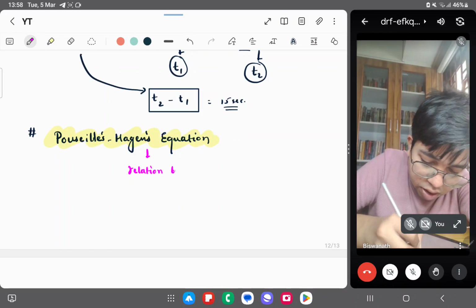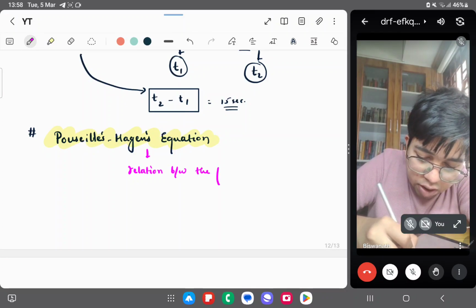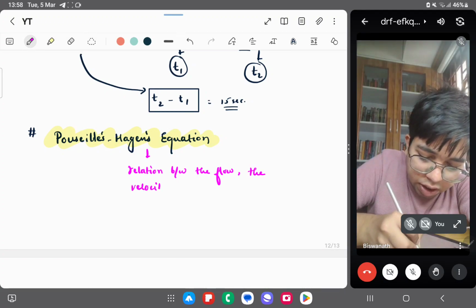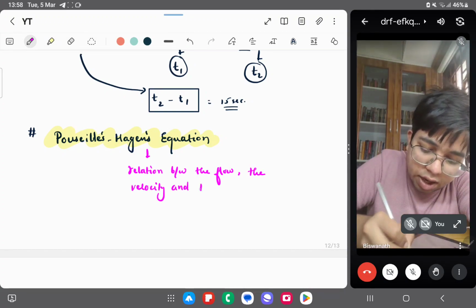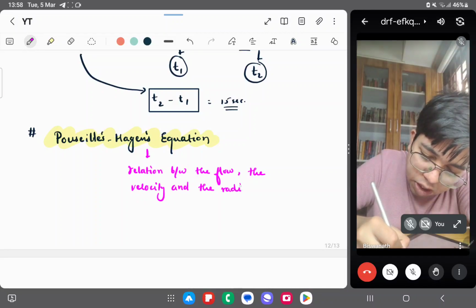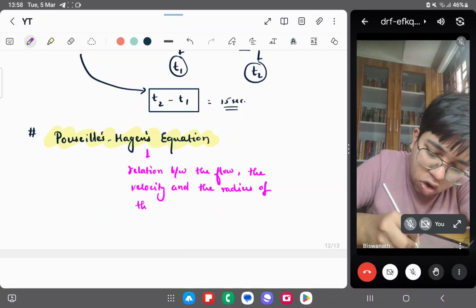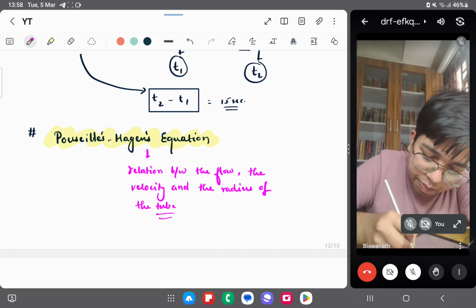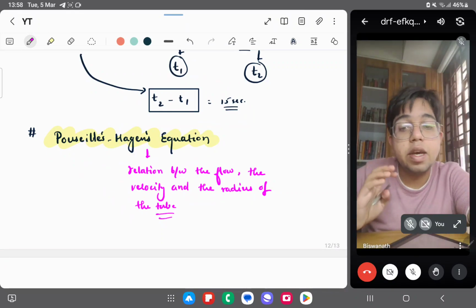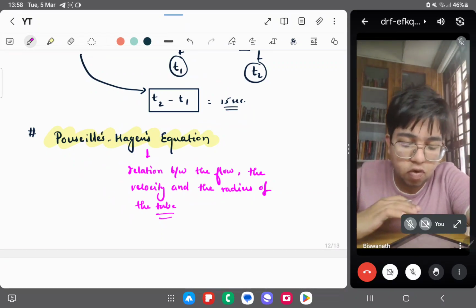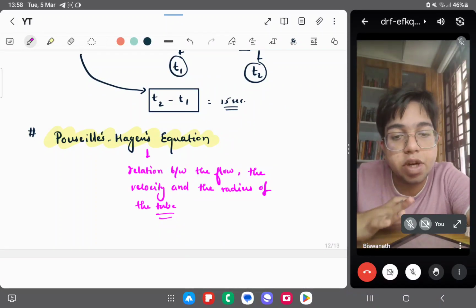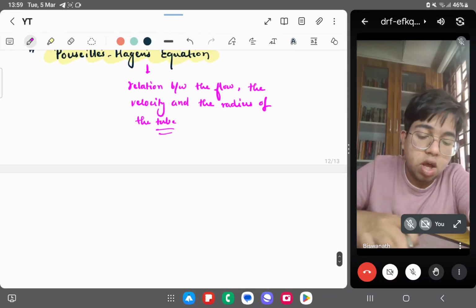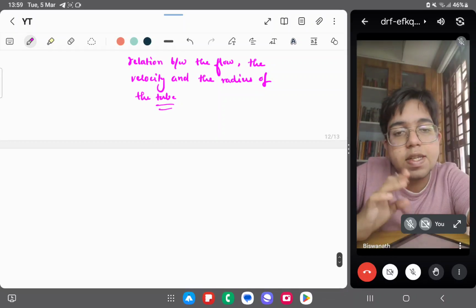Relation between the flow, the velocity, and the radius of the tube. It is basically a relation between the flow, the velocity, as well as the radius of the tube. Okay. What is the formula?